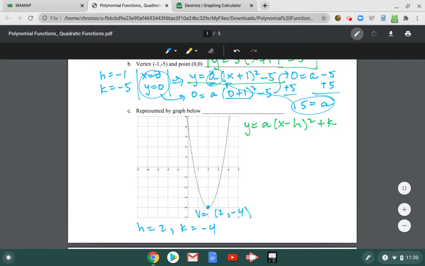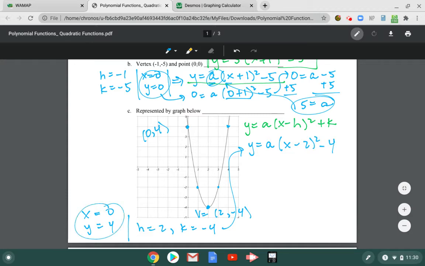I don't know the stretch or compression, but I do know a couple of nice points. These are nice points. This is a nice point. This one, because it has 0 in it, I think is the nicest point. So we're also going to use the fact that we've got a point at 0 for x and 4 for y. Let's go ahead and put this information into our vertex form. y is equal to a. I'm going to start with my vertex, (x minus 2) squared minus 4.